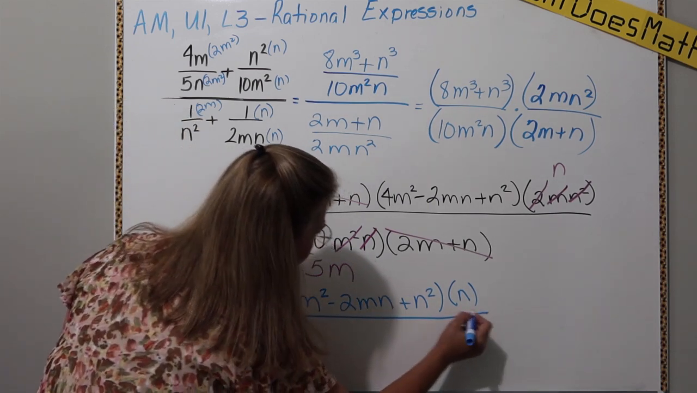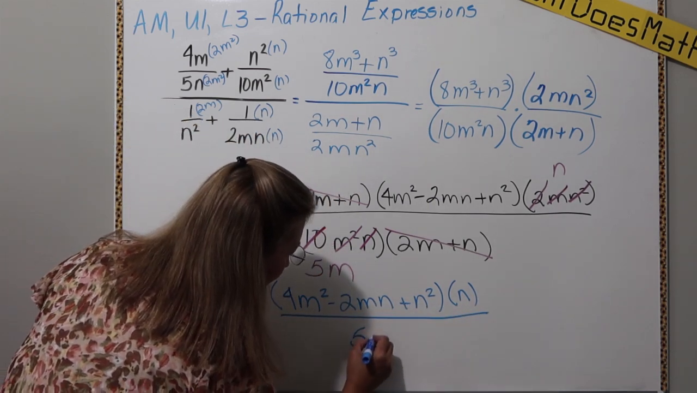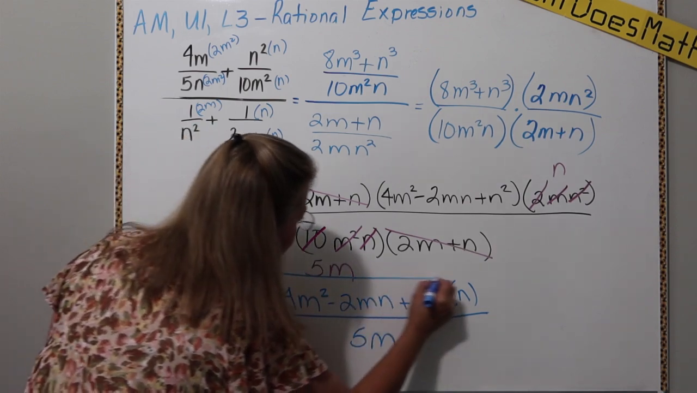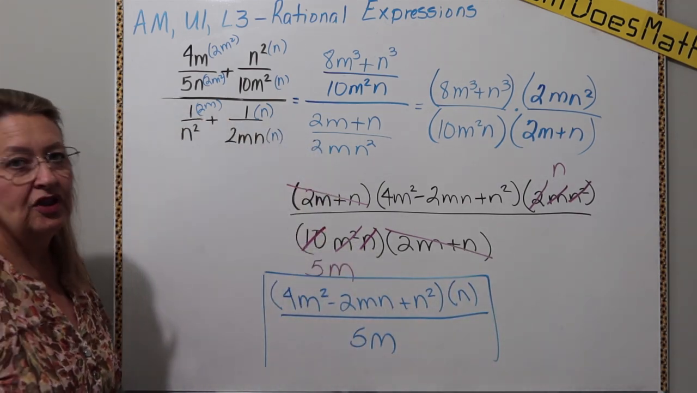Now what do I have for my denominator? 5m. Final answer.